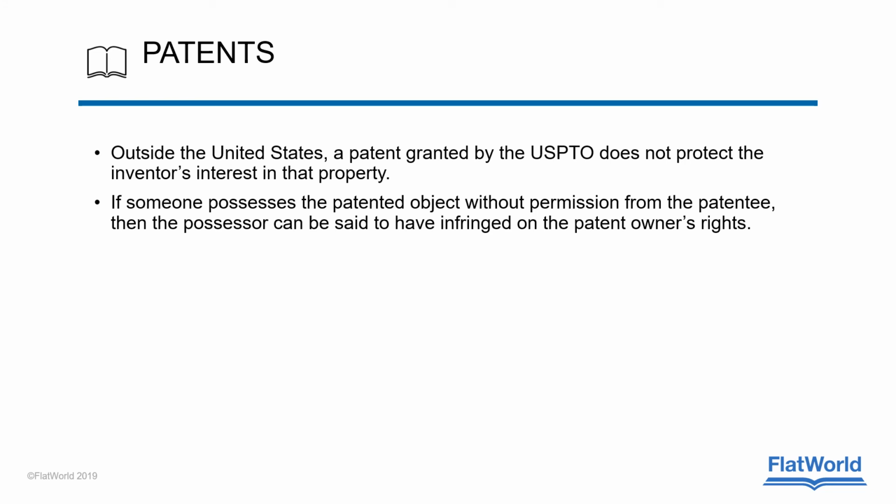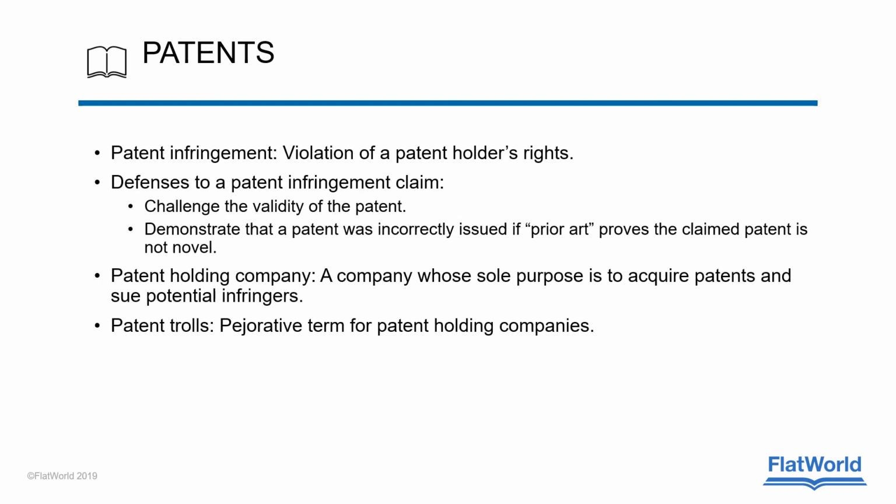Outside the United States, a patent granted by the USPTO does not protect the inventor's interest in that property. So the rights granted by the patent end at the boundaries of the United States. And if someone possesses the patented object without permission from the patentee, then that person can be said to have infringed on the patent owner's rights.